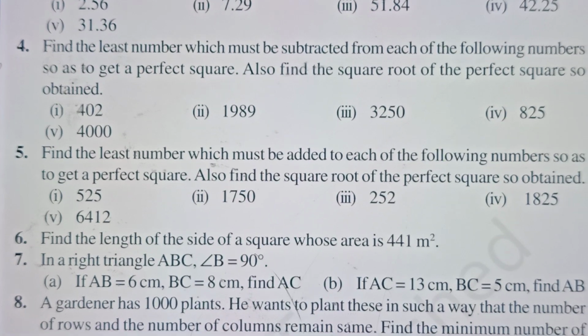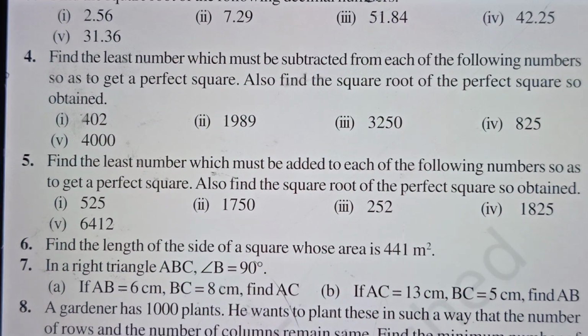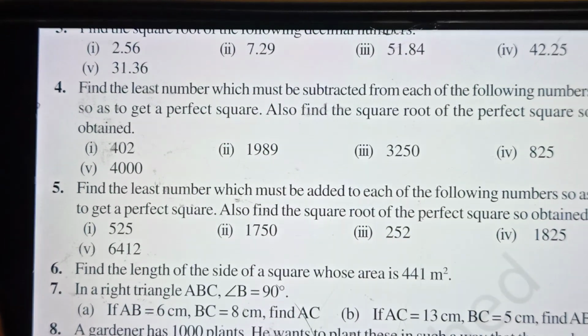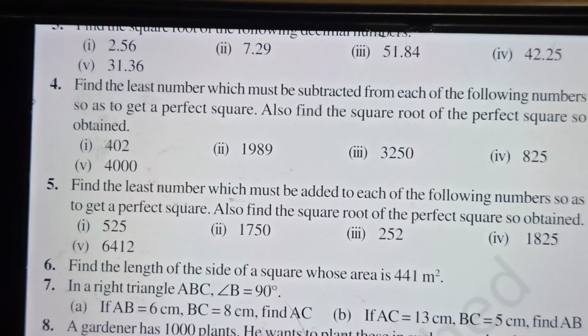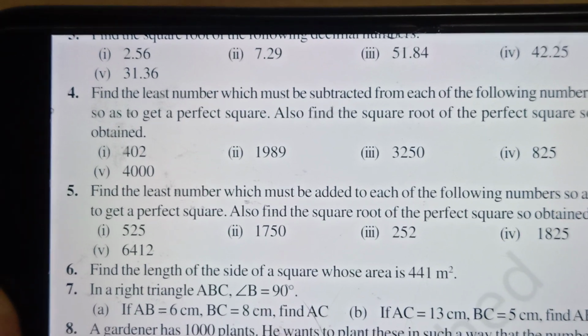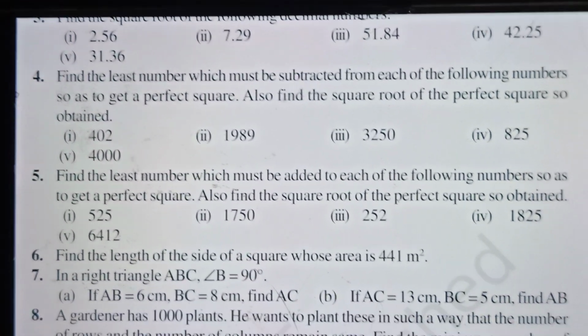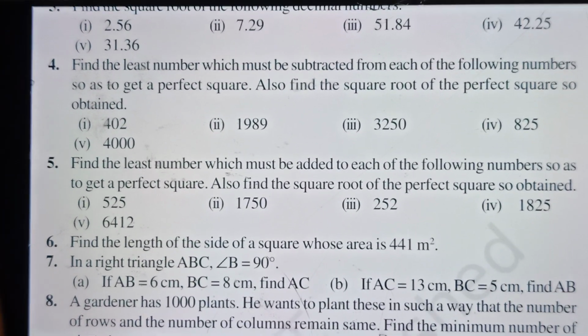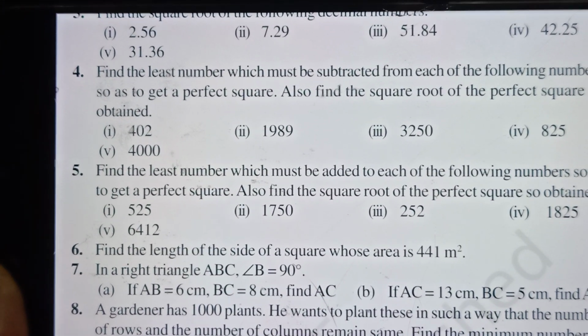Question number 4 says: find the least number which must be subtracted from each of the following numbers so as to get a perfect square, and then find the square root of the perfect square so obtained. There are 5 parts here. I've done 1 and 2 for you, and the rest 3 you will practice and see whether you've understood or not.